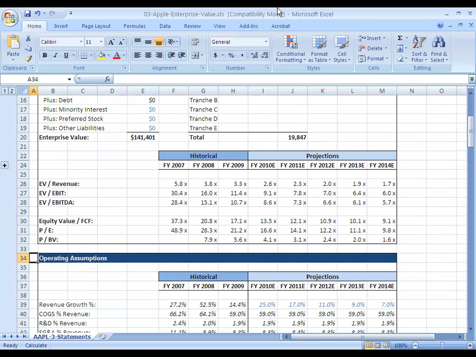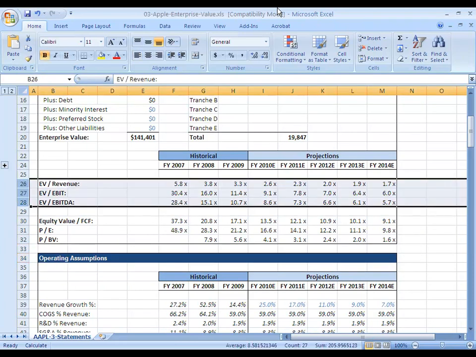Now, if you get asked about whether you should use enterprise value or equity value with a given multiple, the easiest way to decide on that is to look at the metric you're given, figure out whether it's before interest income and expense are factored in or whether it's after they've been factored in. Revenue, EBIT, EBITDA, those are all before interest income and expense hit your financials. So you use enterprise value for those.